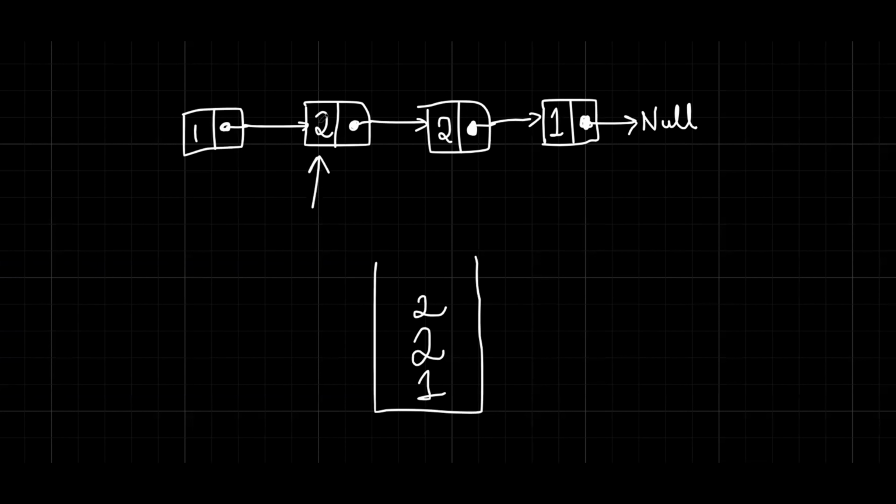The value of this node is 2 and the top position of our stack is also 2. So in this case, we have to again remove the top element and update our current pointer. Now our current pointer is indicating the third element, which is 2. And the top position of our stack is also 2.